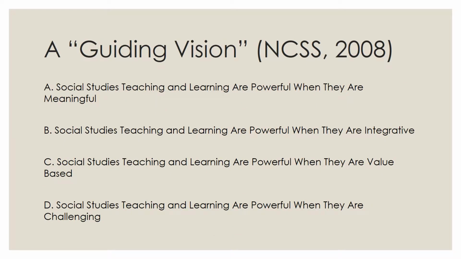The National Council for Social Studies operationalizes this definition a bit in their guiding vision from 2008, in which they offer four characteristics of powerful social studies. The first is that social studies teaching and learning are powerful when they're meaningful. Here the notion is that social studies must be based on clear content and also a depth of content for students.